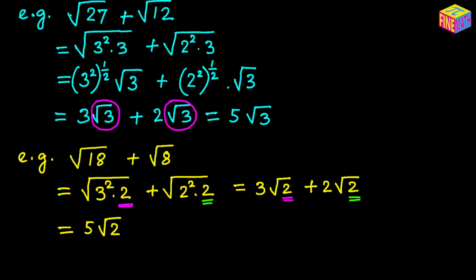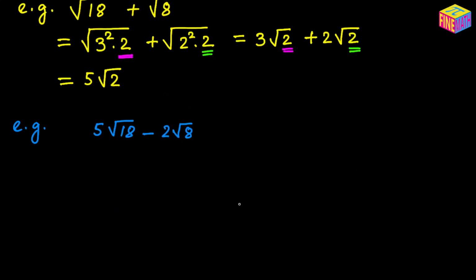So let's take a couple of examples for subtraction. So suppose we have 5 times square root of 18 minus 2 times square root of 8. And if we have to do this subtraction, we can say, okay, first term is 5 times square root of what is 18? Well, 18 is actually 9, which is 3 squared times 2. And then 2 times square root of 8 is again 2 squared times 2, that is 4 times 2, 8.